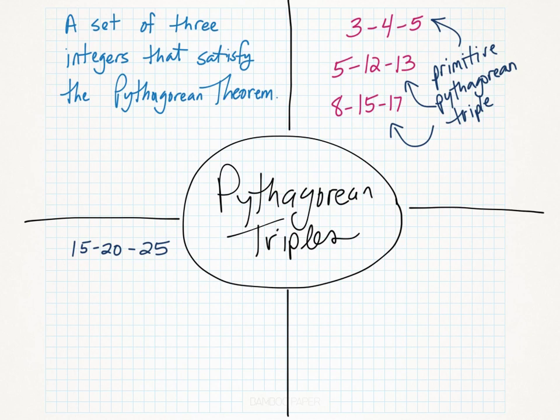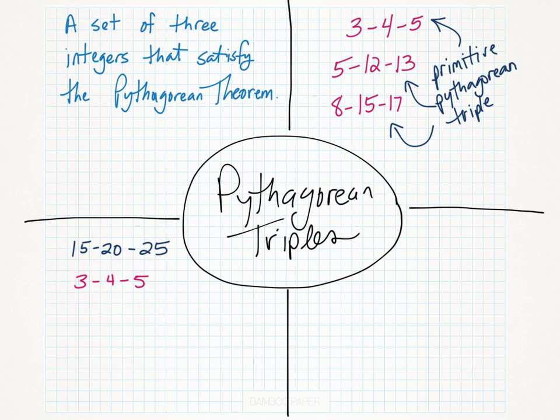So down here we have a Pythagorean triple. We can find out what the primitive Pythagorean triple is by determining whether they all have a common factor, and they do have a common factor, and that's 5. So if we wanted to determine what the primitive Pythagorean triple would be, you divide by 5, and for this one it would be 3, 4, 5.